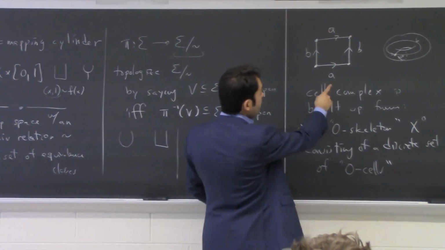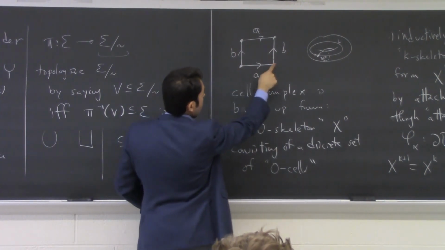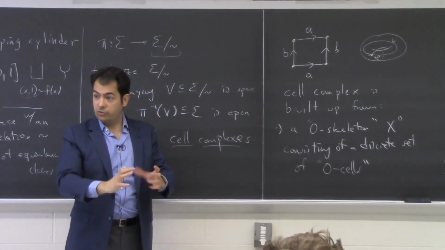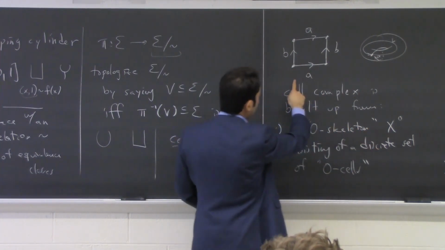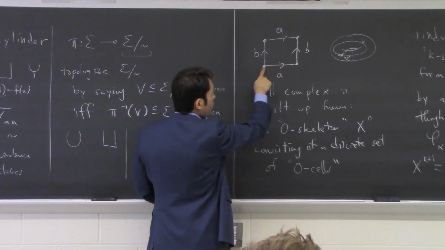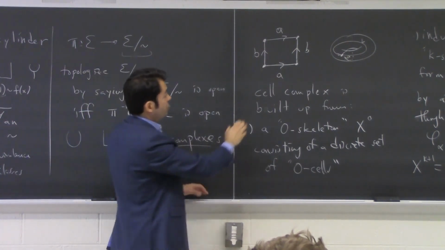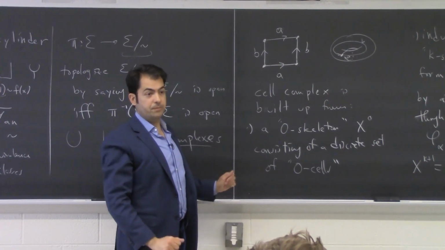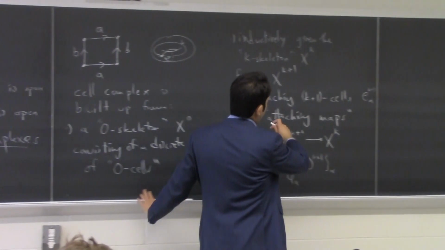So for example, here, you could think that you start with your 0 cell, then you put in these 1 cells, so the edges, and then you have to glue in this disk, the disk of dimension 2, and you just have to tell me how you're going to glue it. So here I would say, oh, well, you're going to glue it by mapping the boundary to A, B, A inverse, B inverse. Right? And so that would tell you put the center of the square in like that.